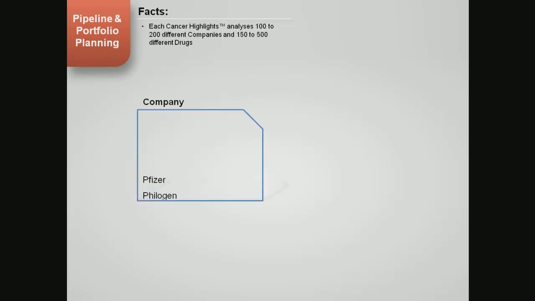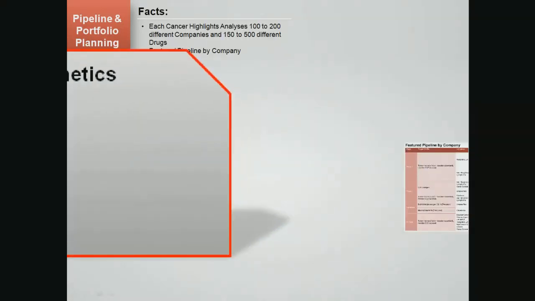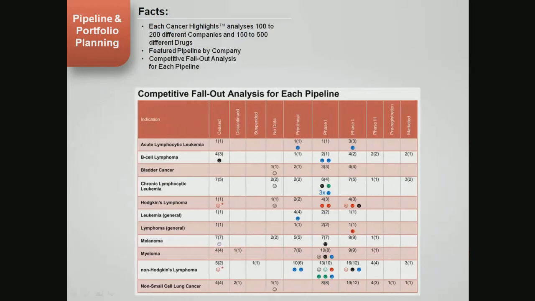Pillar 5 covers pipeline and portfolio planning by showcasing the competitive position of individual companies' cancer pipelines. Each Cancer Highlights report analyses between 100 to 200 different companies and 150 to 500 different drugs. Each company's featured pipeline is displayed and is then followed by a competitive fallout assessment.